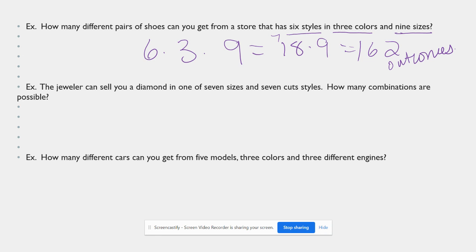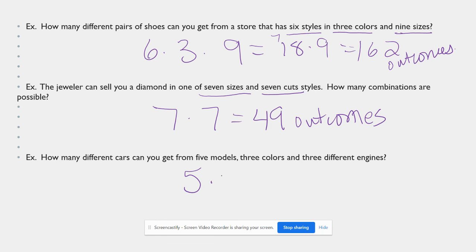The jeweler can sell you a diamond in one of 7 sizes and 7 cut styles. So we have 7 sizes, 7 cut styles. 7 times 7 is 49 possible combinations for the diamond, or 49 outcomes. Cars, we have 5 models in 3 colors and 3 different engines. 5 times 3 times 3 gives us 45 possible outcomes or combinations of car model, color, and engine type.